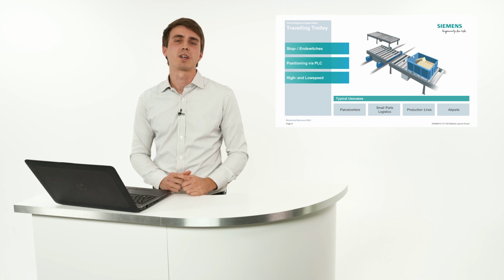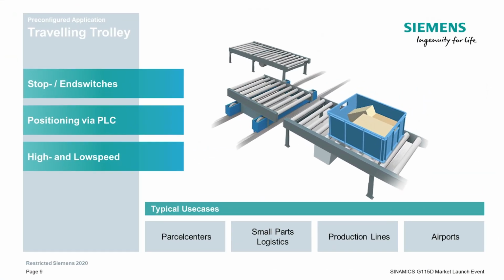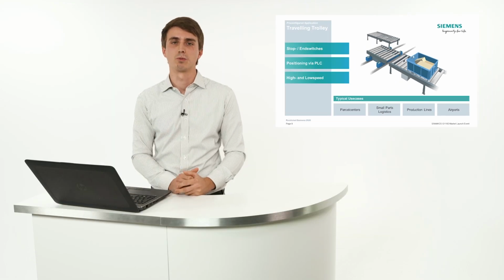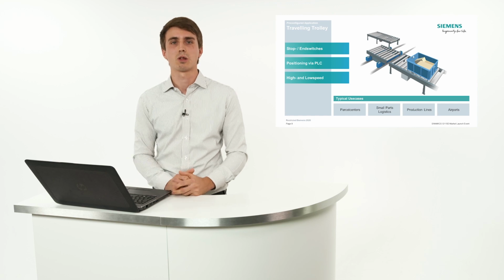The final preset application we have is the traveling trolley, which is typical for picking applications where we move in goods on one belt and split it up on multiple belts. For this, we usually have end switches that give us the position where the traveling trolley needs to stop. Also, we have a high and low speed switching, and then we can do positions in between the belts via PLC. Typical use cases for this are parcel centers or even airports where you use it to distribute luggage.